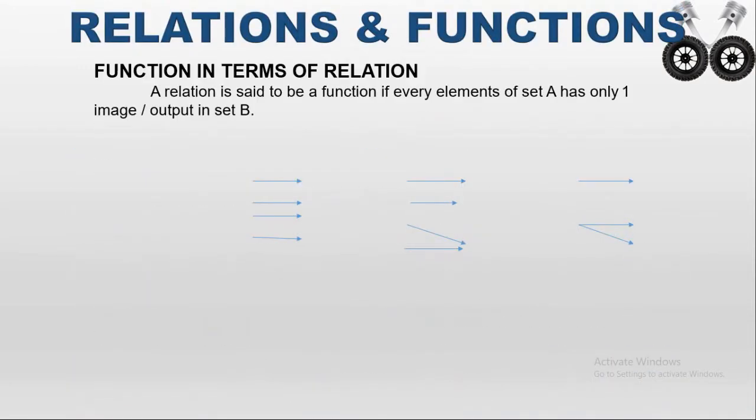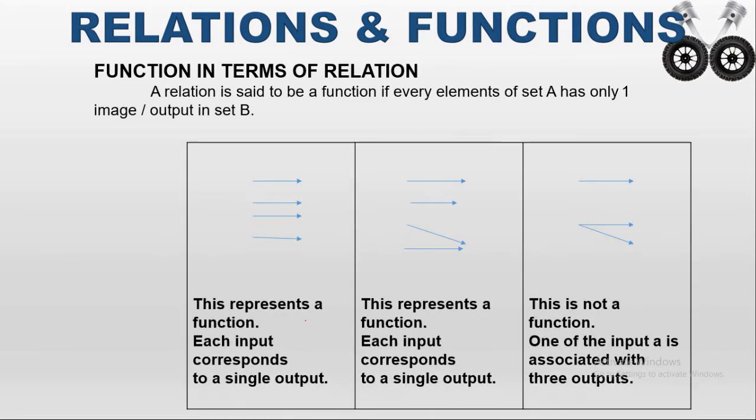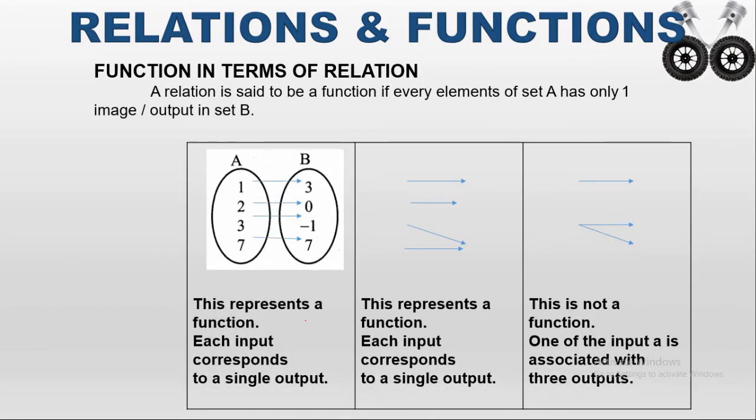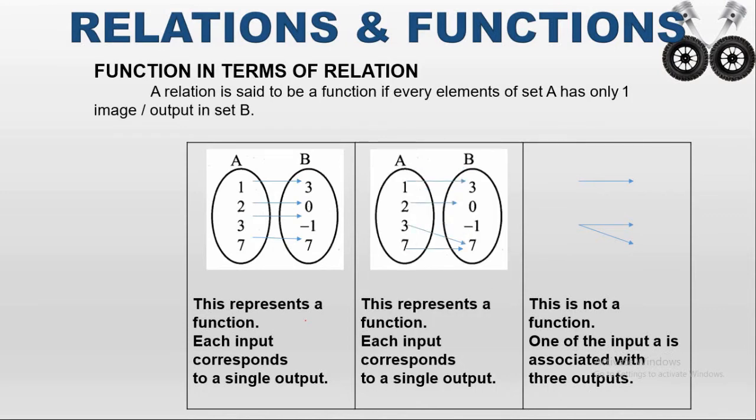Next we will see functions in terms of relations. A relation is said to be a function if each element in A is assigned to exactly one element in B. For example, take the first figure. Here each element in A is assigned to one element in B. So this is a function. Next, see the next figure. Here also each element in A is assigned to one element in B. Here 3 is assigned to 7, and 7 is also assigned to 7. That is, each element is assigned to exactly one element in B.